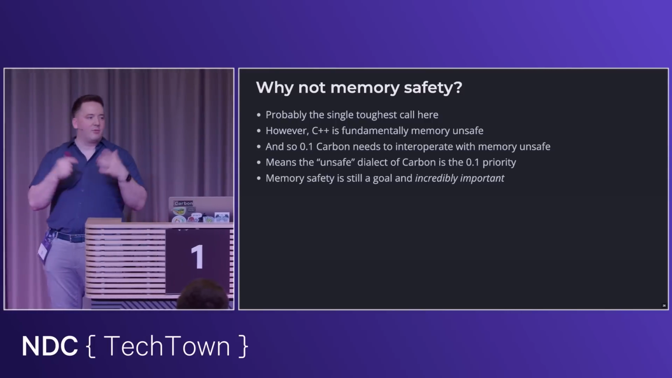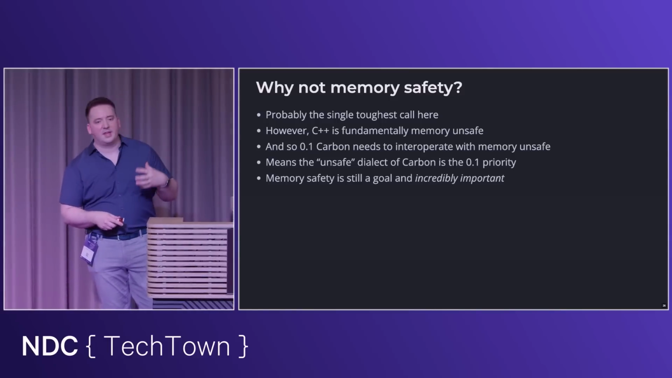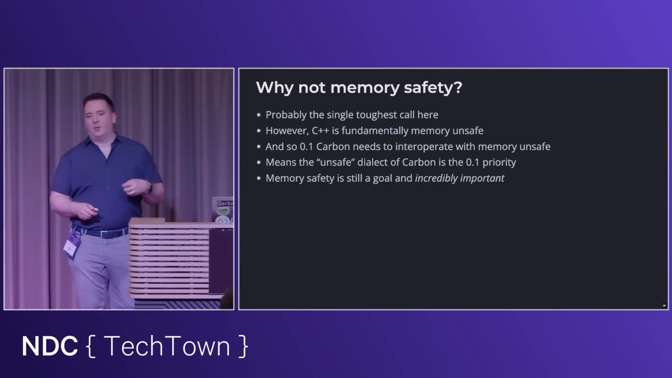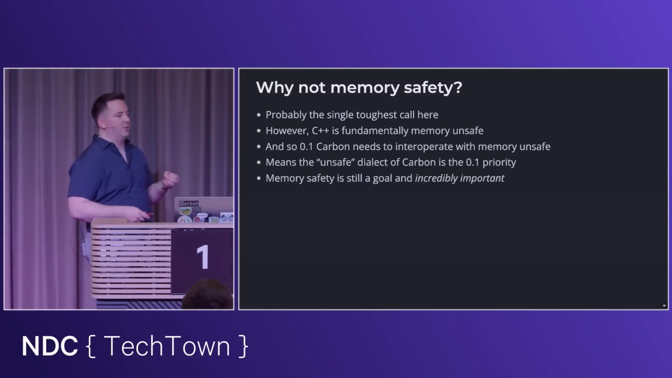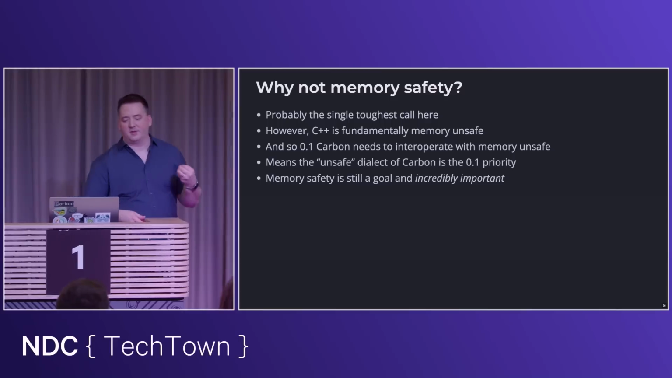You see that in every language that does interop with C++. There is some amount of unsafe code you simply have to write. And so that really needs to be our priority for 0.1. If we're focused around interop, we need to get the unsafe layer of Carbon right, because that's going to be the foundation for the interop into C++.